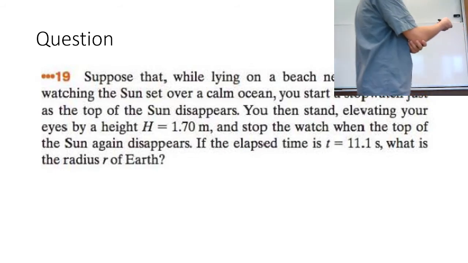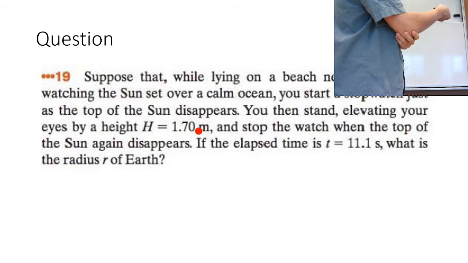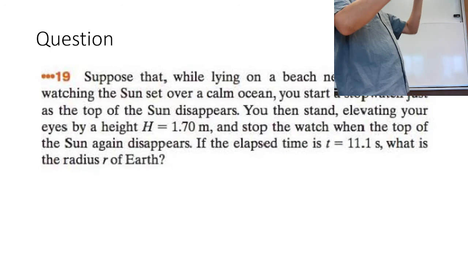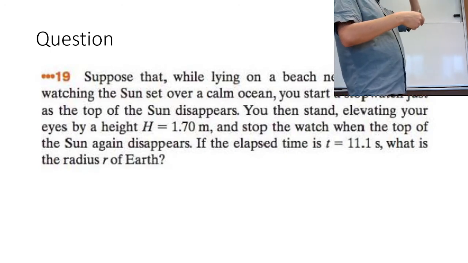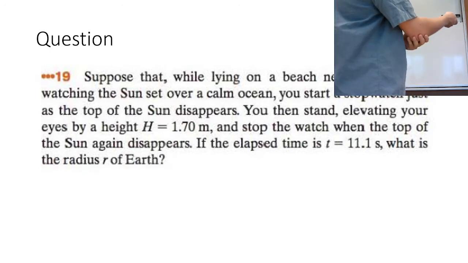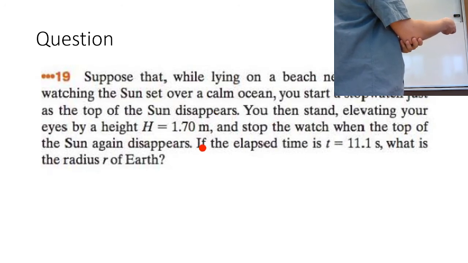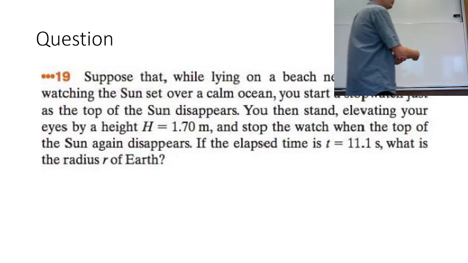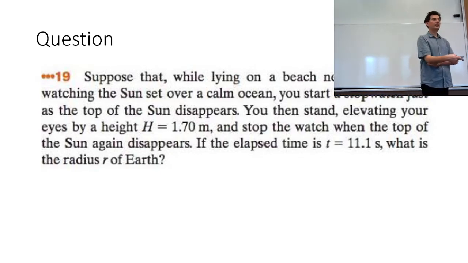Then you stand, elevating your eyes by a height of 1.7 meters, that's how tall you are, and you can see the sun a little bit again because you're a bit higher. You stop the watch when the top of the sun again disappears. If the elapsed time is 11.1 seconds, what is the radius of the Earth? You can calculate the radius of the Earth just from this. I'll give you a couple of minutes to think about it. Get together in pairs.